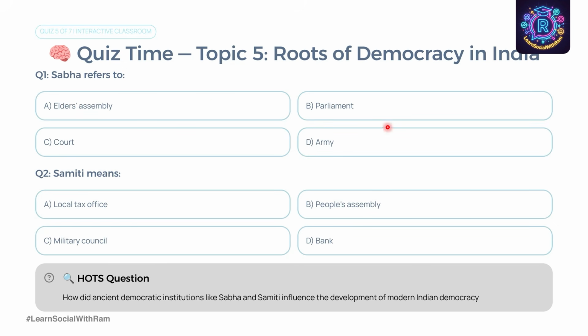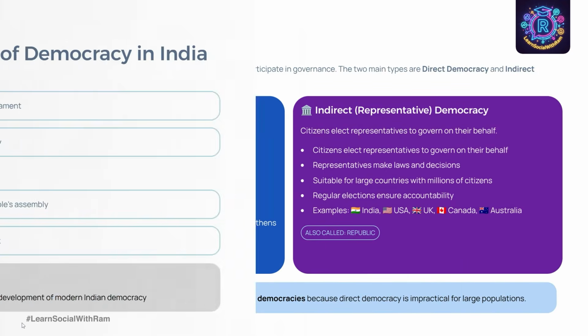Let us answer the 2 quiz questions based on the roots of democracy in India. The first question, Sabha refers to option A, Elders Assembly, option B, Parliament, option C, Court, option D, Army. The second question, Samiti means option A, Local Tax Office, option B, People's Assembly, option C, Military Council, option D, Bank. Please do comment down the answer in the comment section and try to also answer how did ancient democratic institutions like Sabha and Samiti influence the development of modern Indian democracy.